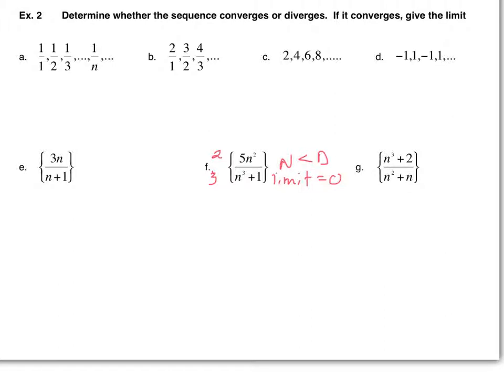And so we would write this as the limit as n approaches infinity of 5n squared over n cubed plus 1 is equal to 0. Since the limit is an actual finite number, does this converge or diverge? It converges. So it converges to 0.